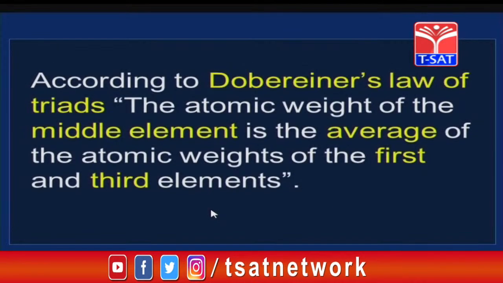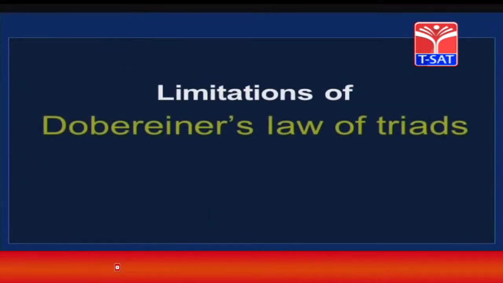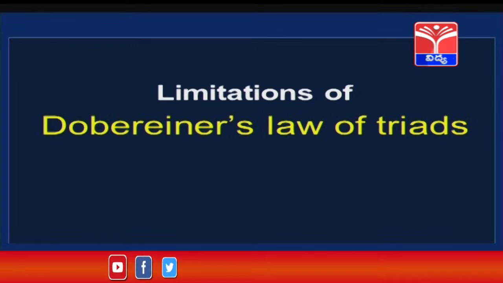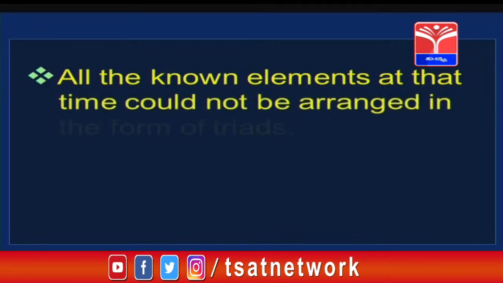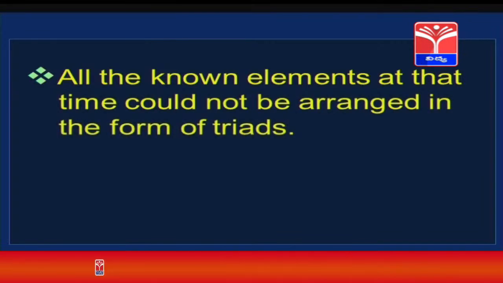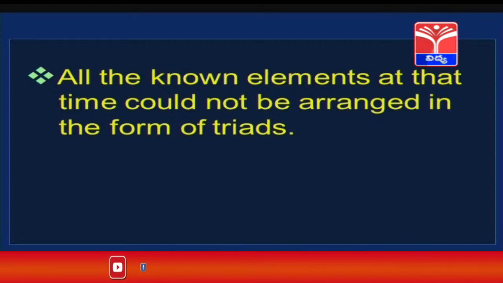According to Döbereiner's law of triads, the atomic weight of the middle element is the average of the atomic weights of the first and third elements. Now, limitations of Döbereiner's law of triads. All the known elements at that time could not be arranged in the form of triads. It is the major disadvantage in Döbereiner's triads. At that time there were many elements, but we could not accommodate all of them in triads.